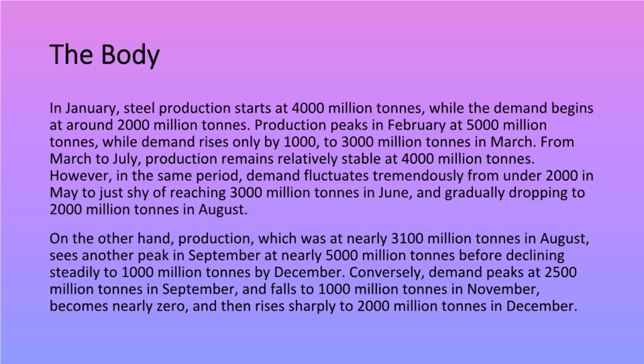On the other hand, production, which was at nearly 3,100 million tons in August, sees another peak in September at nearly 5,000 million tons before declining steadily to 1,000 million tons by December. Conversely, demand peaks at 2,500 million tons in September, and falls to 1,000 million tons in November, becomes nearly zero, and then rises sharply to 2,000 million tons in December.